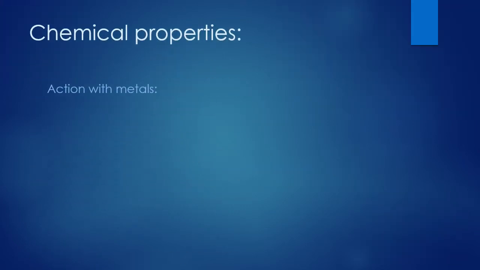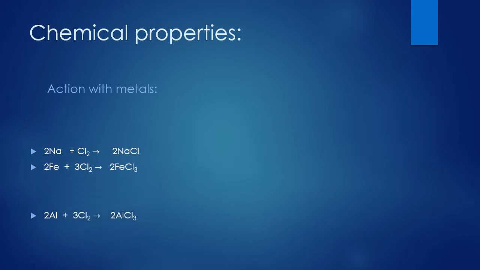Chemical properties of chlorine. First, action with metals. It reacts with metals as well as non-metals. Let's see which metals it reacts with and what the products are. Here with sodium, it reacts to give you sodium chloride. You know the symbol of sodium, Na, as well as its oxidation number +1, so the formula becomes NaCl. It reacts with iron, Fe plus Cl2, to give you ferric chloride. You know iron has two oxidation numbers, +2 as well as +3. Here in FeCl3, the oxidation number is +3, so you are getting the formula ferric chloride, FeCl3.